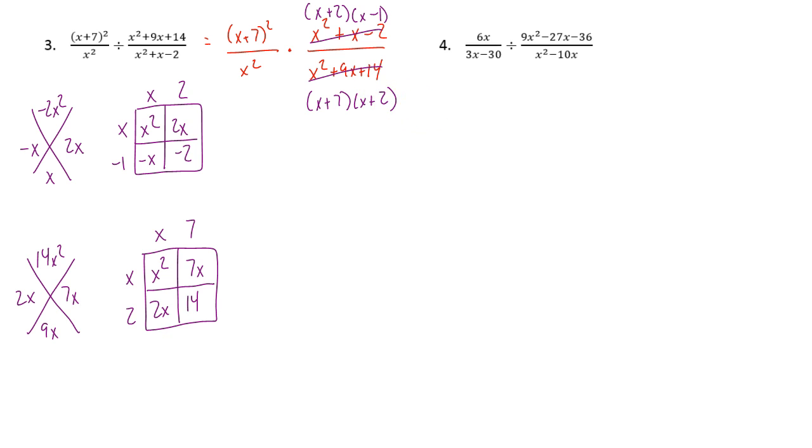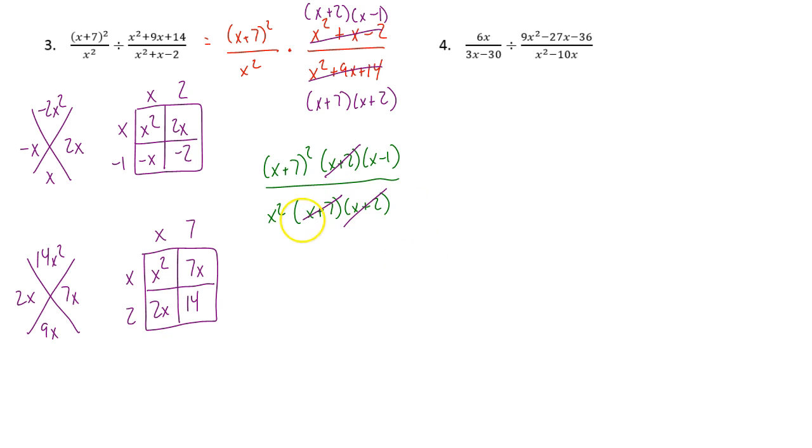So let's look at how we simplify this one. So we are going to set up the numerator, which would be x plus 7 squared times x plus 2 times x minus 1. The denominator, we would have x squared times x plus 7 times x plus 2. So when we cancel out the factors that are in common, I can see that these two x plus 2's cancel out.